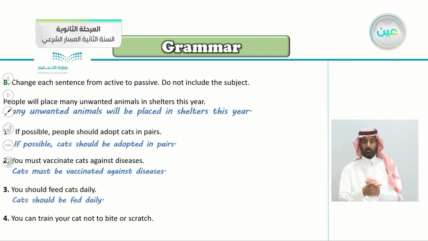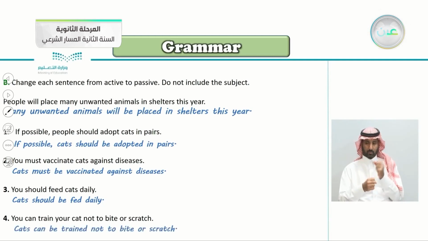Very good. It's the same. Begin with the object here, cats. Cats should be fed. Feed becomes fed. Then you continue the sentence, daily. Number 4, you can train your cat not to bite or scratch. So what do we say here? Begin with the object. Yes, cats can be trained not to bite or scratch. Notice when you want to give a negative sentence here, we said not to bite.